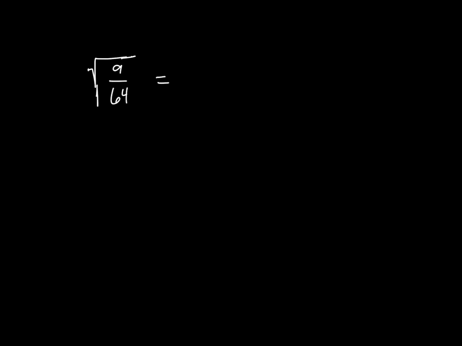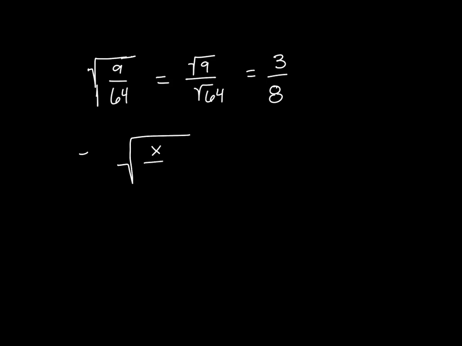Go through and divide that, that's just the square root of 9 all over the square root of 64. Both of those are perfect squares, so that just gives me 3 over 8, because 3 times 3 is 9 and 8 times 8 is 64. Be careful with that one because that's not the square root anymore.